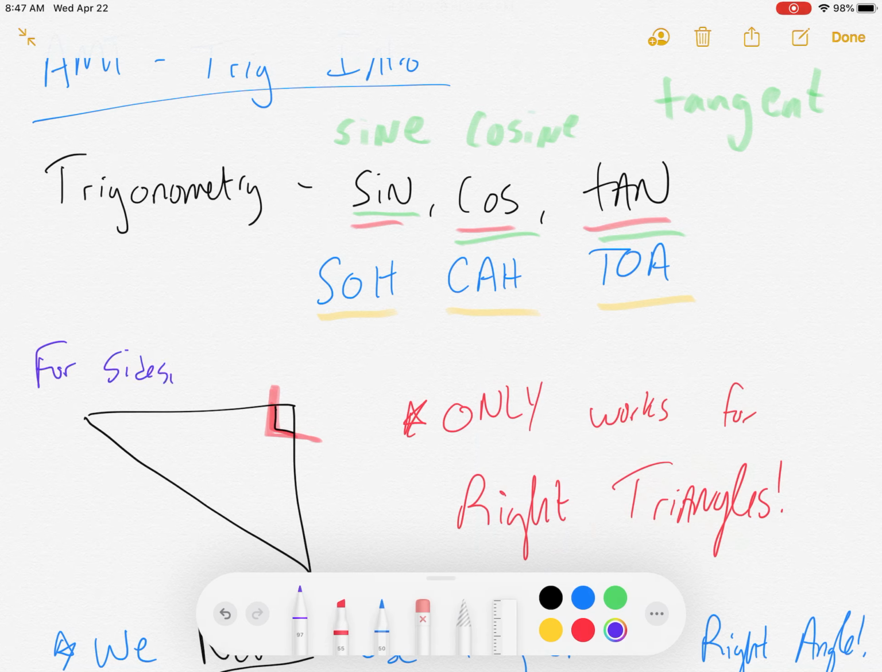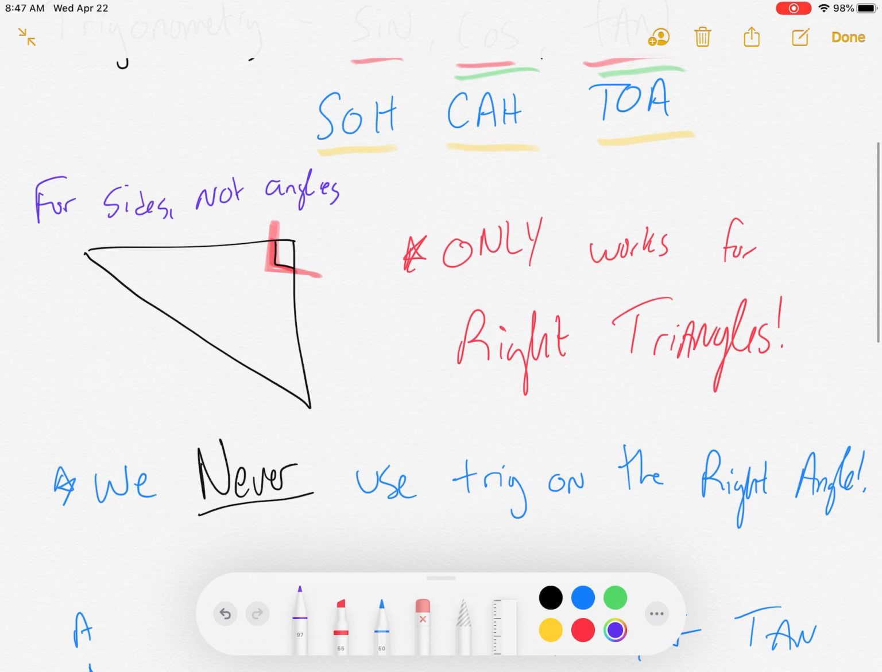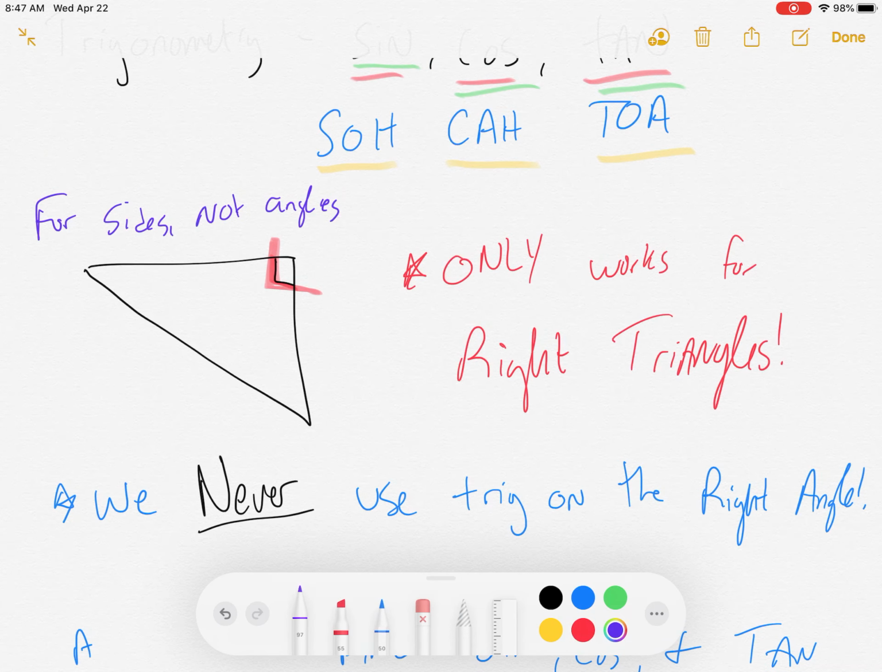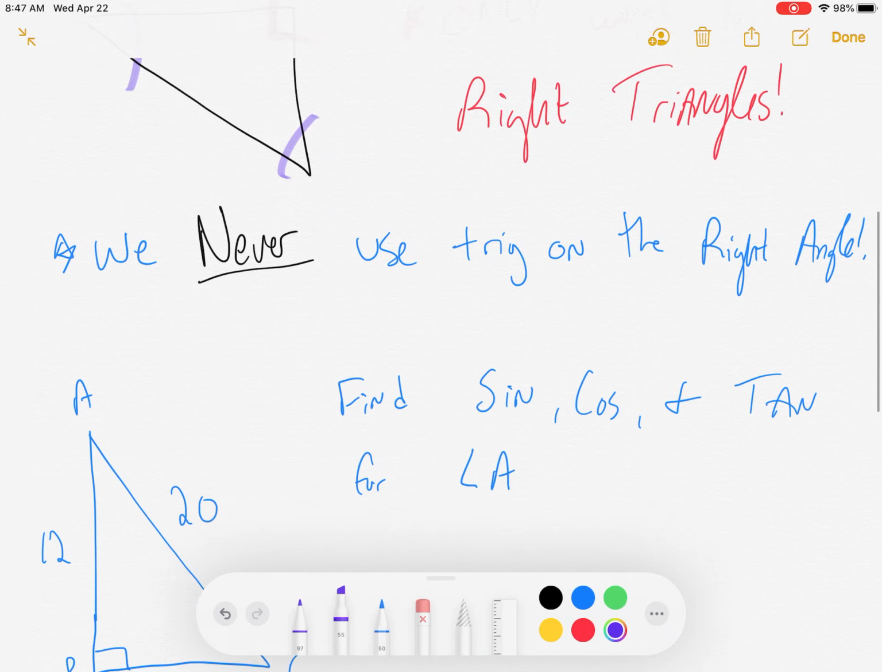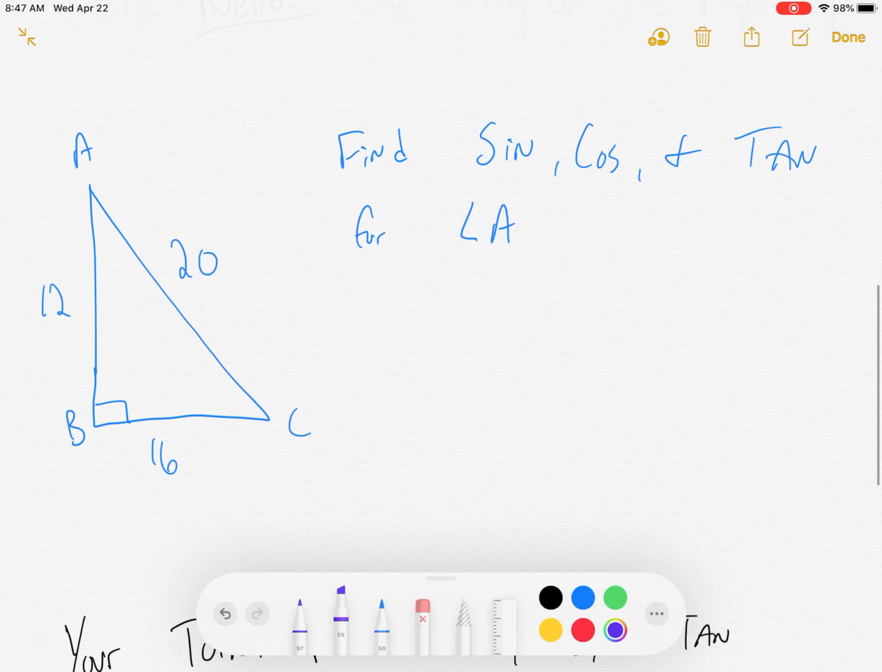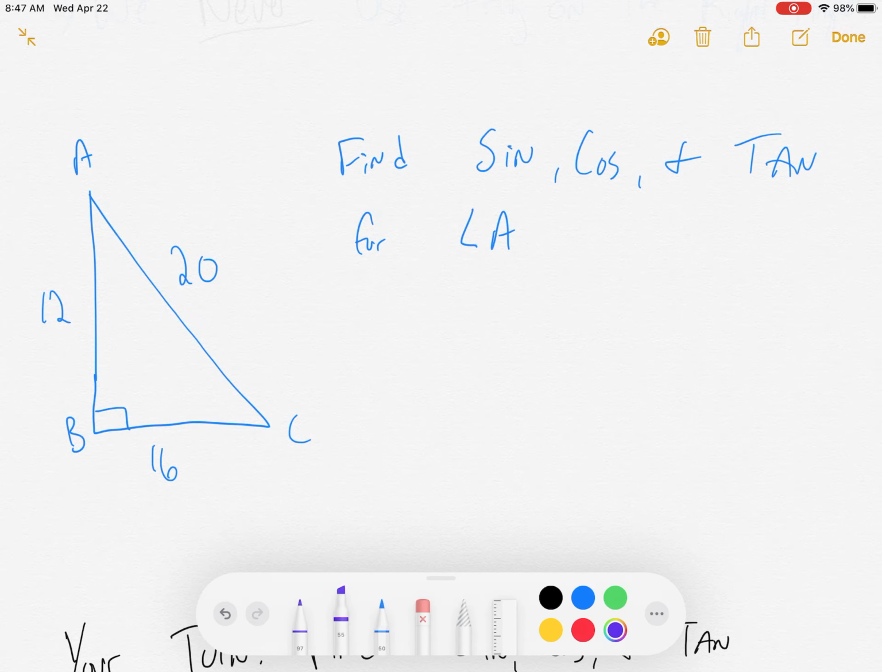Another thing about trig is it's for sides. It is for sides. Not angles. Now, when I say not angles, you'll see what I mean eventually, I think. But it's for finding side lengths, but we do in terms of angles. You'll see what I mean in our first example. Next up, we never use trig on the right angle. So what that means is I will never say the sine of this angle. I will only say the sine of my other 2 angles. Trig functions are not to be used on right angles, only the other 2 angles of a triangle.